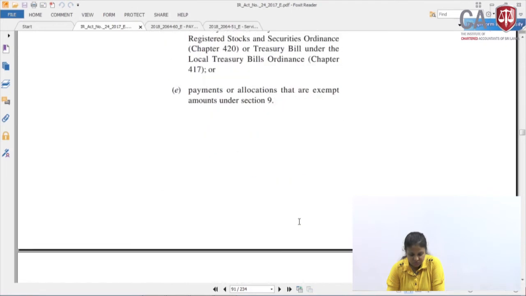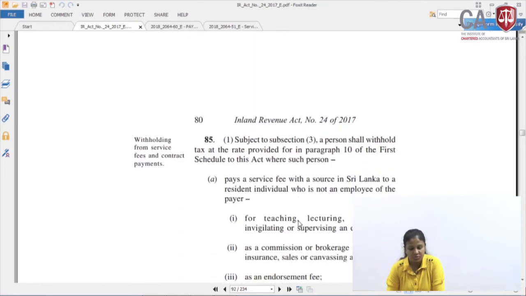I need to go for section 85. Why I thought it's better to go with the act? A lot of students don't know, for service fee, if the rate is 14%, how it comes. Now this is the basis. Okay, this is withholding from service fees and contract payments. There is a separate gazette notification. I will refer to that also.